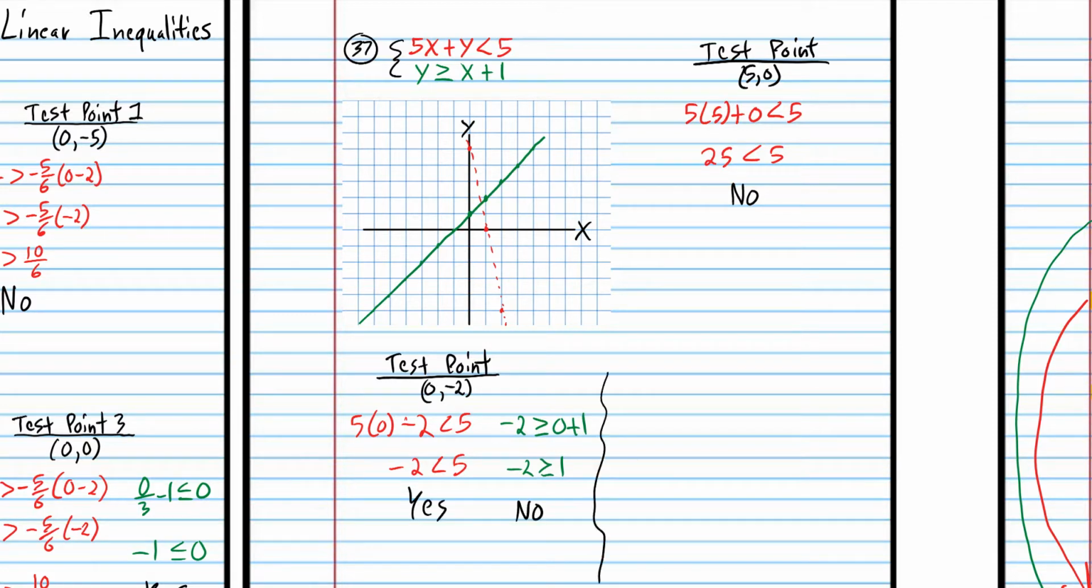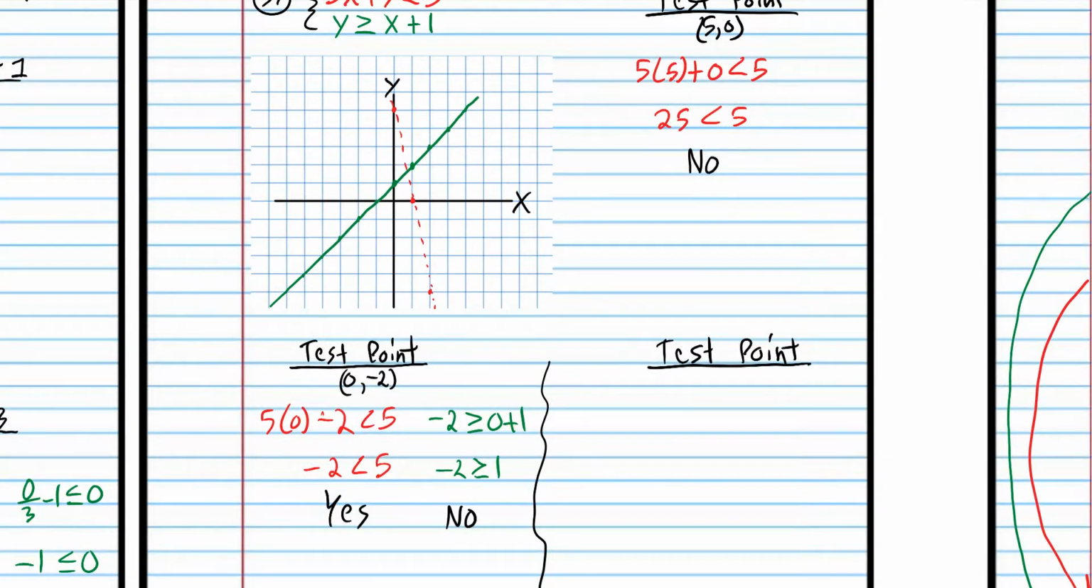So now we're going to have to do another test point here. So what we've proven is this area and this area, they're not the solutions. So now let's try negative 5, 0. That's this region over here.